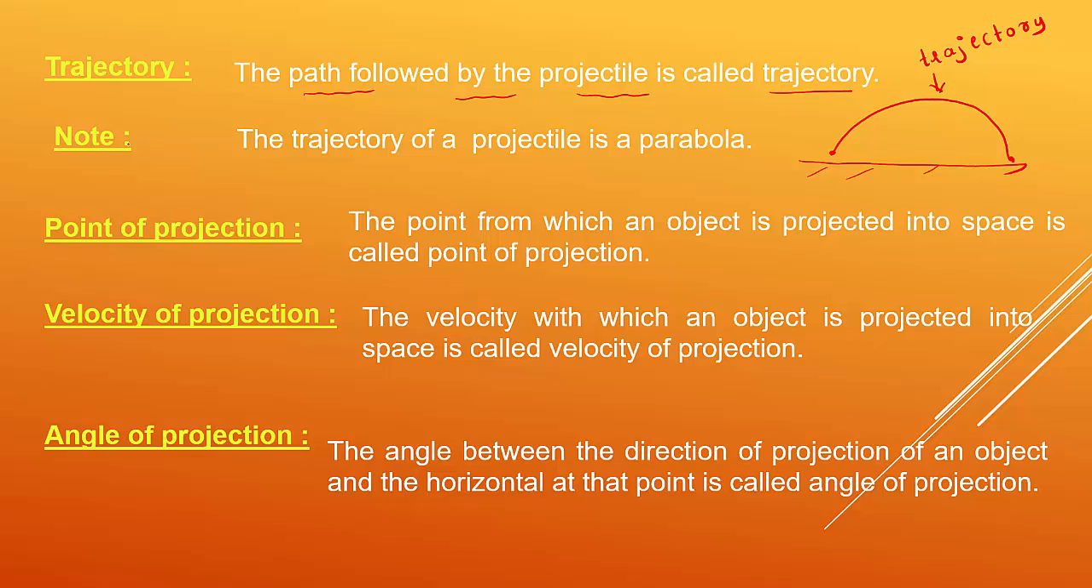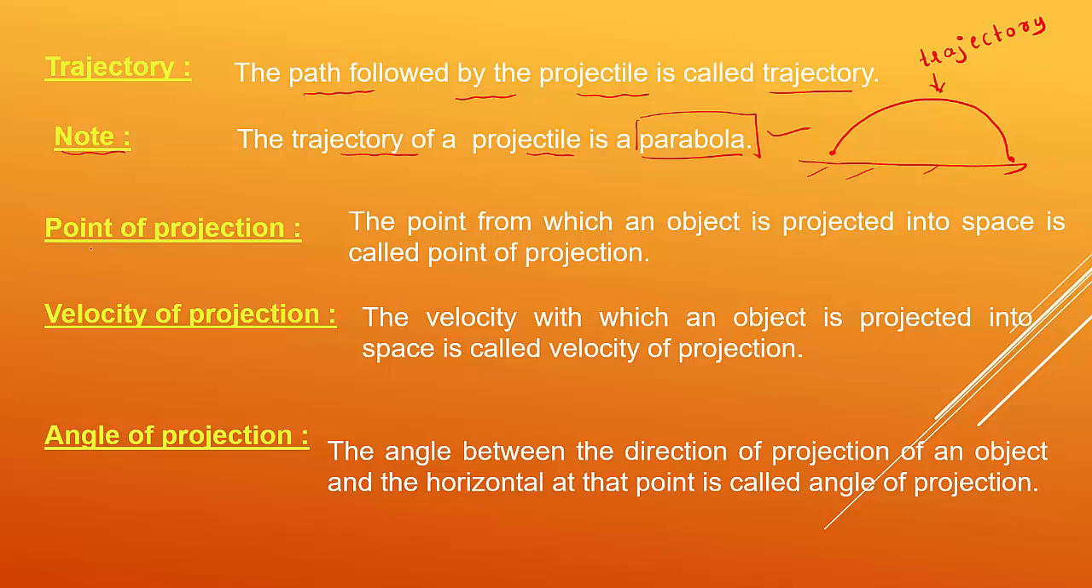Then observe one note here. The trajectory of a projectile is a parabola. The path of the projectile is always a parabola. We can study in detail later how the trajectory of a projectile is a parabola.